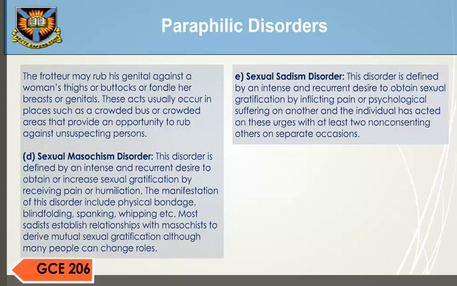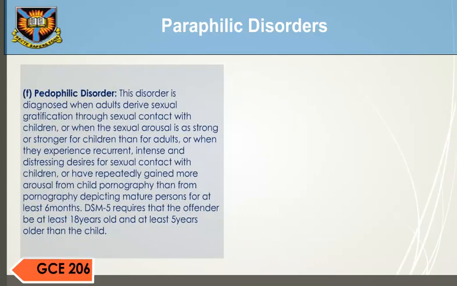E. Sexual sadism disorder. This disorder is defined by an intense and recurrent desire to obtain sexual gratification by inflicting pain or psychological suffering on another, and the individual has acted on these urges with at least 2 non-consenting others on separate occasions. F. Pedophilic disorder.